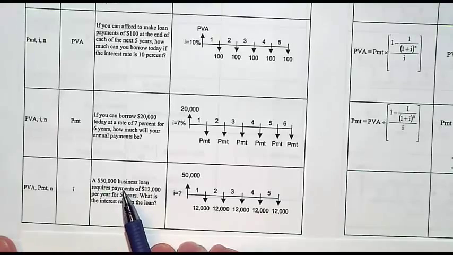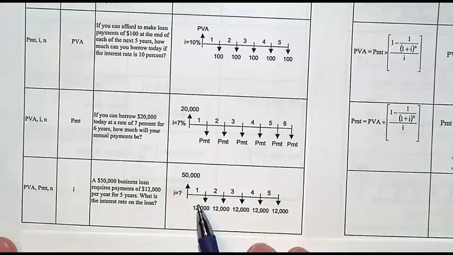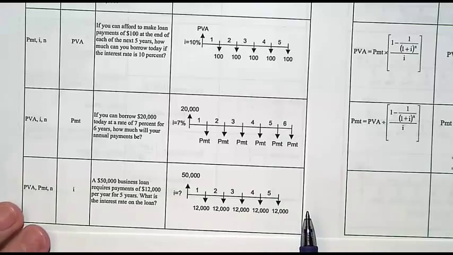A $50,000 business loan requires payments of $12,000 per year for 5 years. What is the interest rate on the loan? Well, again, here's our structure. Now, in this case, we see our $12,000 payments, and there are 5 of them, well, 5 times $12,000 is $60,000. So it doesn't look like this is a huge rate, but it's not an insignificant rate either.